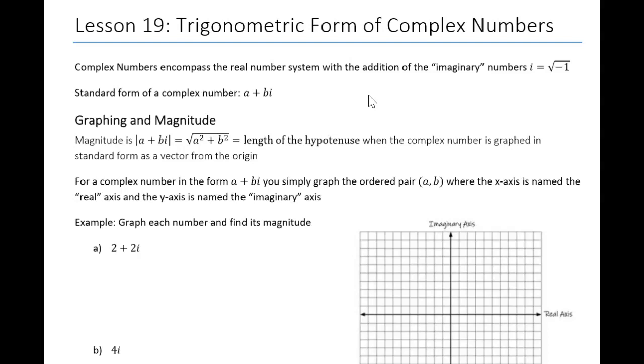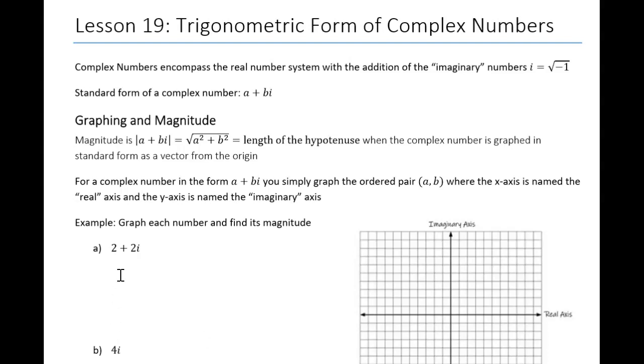So the first thing we want to introduce for trigonometry is how to graph a complex number and what the magnitude of a complex number is. Magnitude, denoted by the absolute value bars, of a plus bi is the square root of a squared plus b squared, which is also just the length of the hypotenuse when the complex number is graphed in standard form, which I'll show you. For a complex number in the form a plus bi, to graph, you graph the ordered pair (a, b), where the x-axis is named the real axis and the y-axis is named the imaginary axis, which you can see on the grid I've provided in these notes.